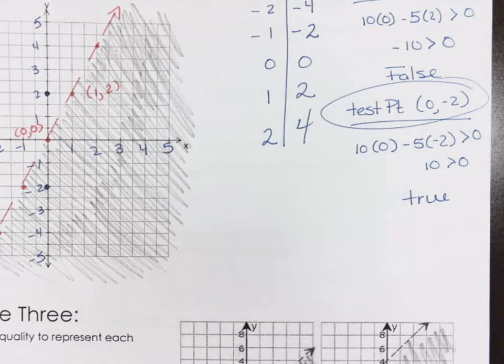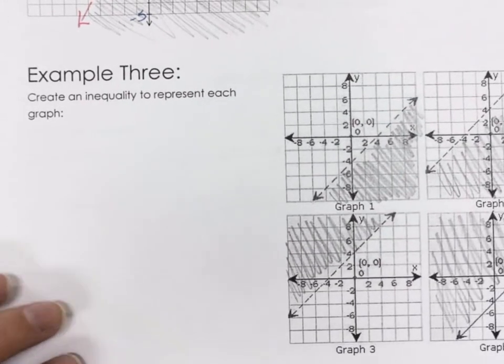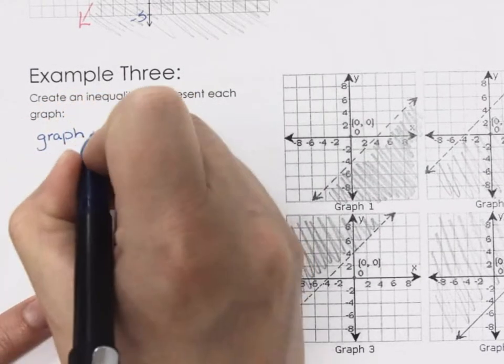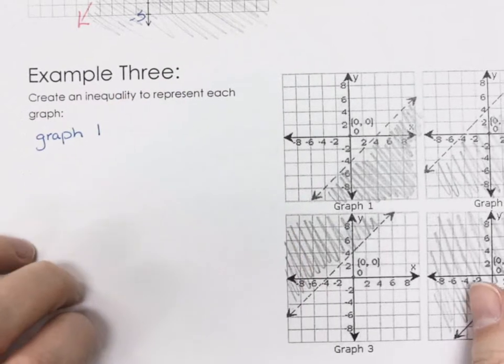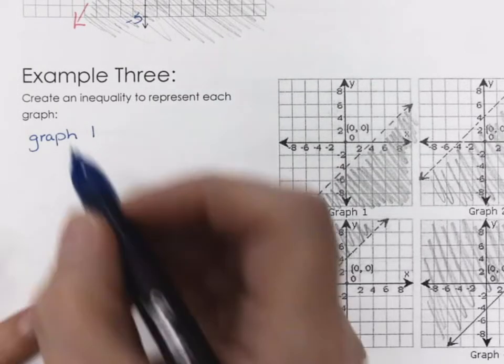All right, we good? We can continue on? Okay, so we're going to create some inequalities. We might have to hop to a scrap piece of paper if there's not enough room. So first and foremost, I'm going to do graph 1. All right. So we need to figure out the slope and we need to figure out the y-intercept.